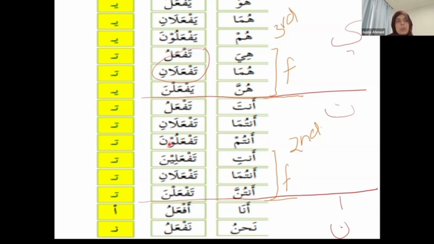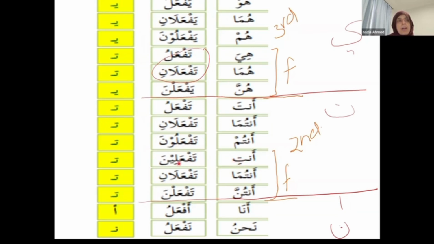But here, the very obvious question, you're going to say, hey, but this is taf'alu and this is taf'alu. How are we going to differentiate? This one is he and this one is she. Context will tell you. And feminine doesn't get used a lot in the Quran anyway. And wherever it is used, you can tell from the context. Moving on, feminine second person.